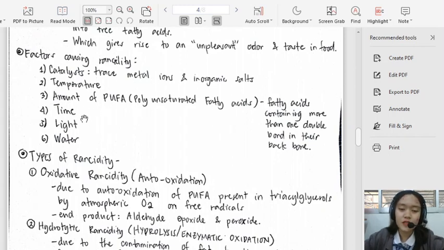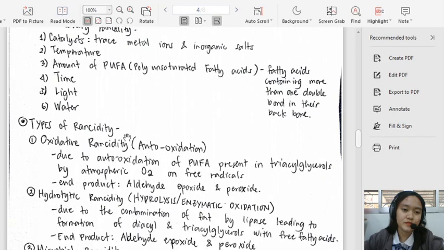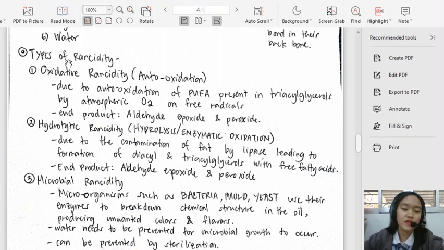You also have time, the length of time the food is stored. And then you have light. Light has something to do with your food getting spoiled, or too much exposure to light will cause faster rancidity. And then you have water, the presence of steam. So, unwanted water on food will also cause rancidity. That is the hydrolysis.